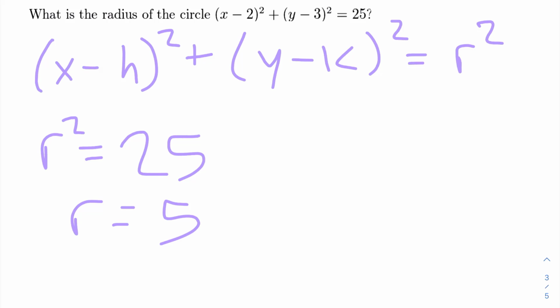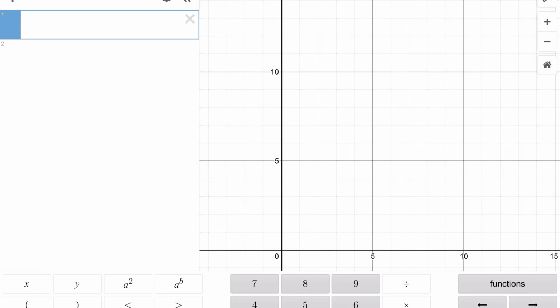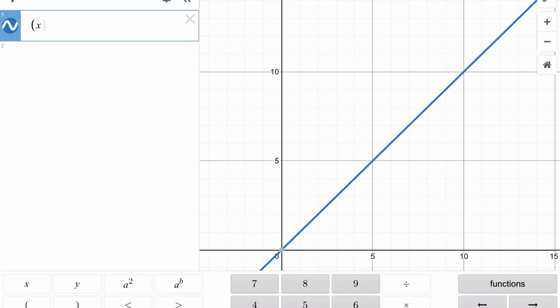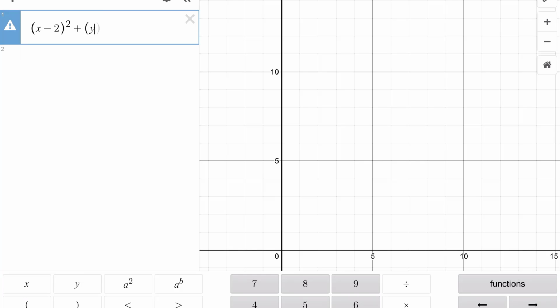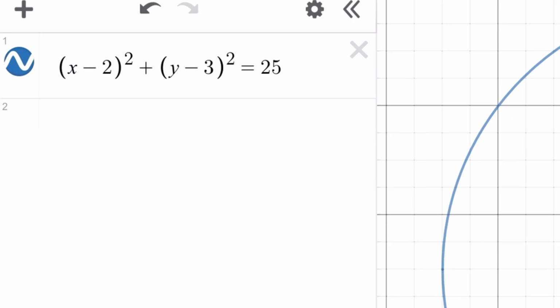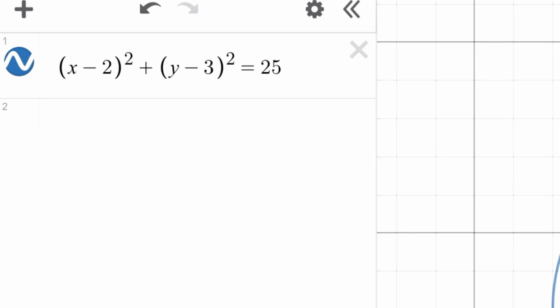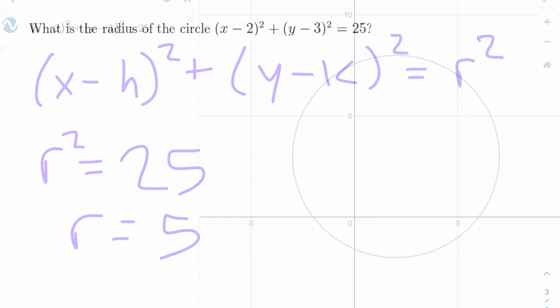Now let's go check if this is the correct answer by graphing the equation. So let's graph the equation. (x - 2)² + (y - 3)² = 25. And we see that the center of the circle is at (2, 3). Zoom out a bit. And that it has a radius 5. So we got the correct answer. Now let's move on to the final problem.